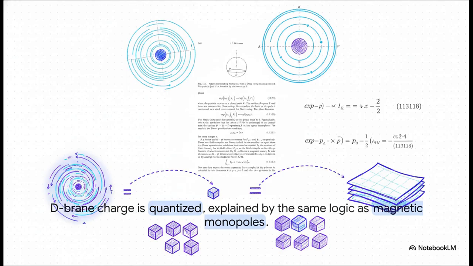This is actually explained by something called the Dirac quantization condition, a really beautiful piece of physics that was first developed to figure out if theoretical magnetic monopoles could exist. Turns out, the exact same logic works perfectly for D-branes.